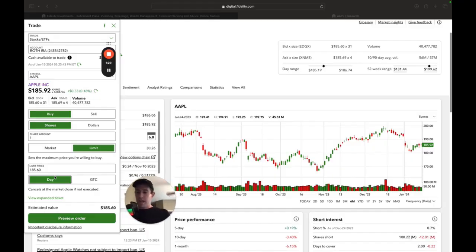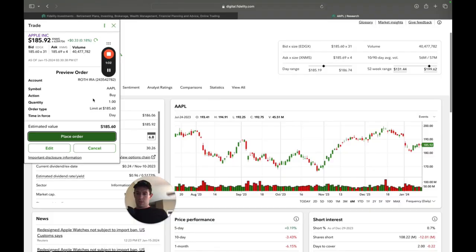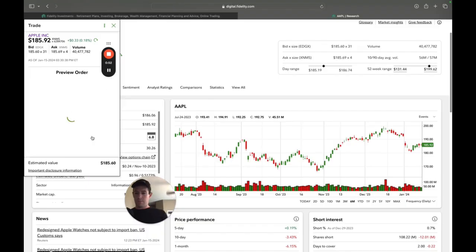And then, let me move this. Good till cancel, or a day. Good till cancel, the order stays open, and a day order, I believe it's within the day, I've gotta look that one up again. But I usually just do day order, just because I will usually buy it intraday. And then preview order, and then you can look at it. Preview order: account, symbol, limit, time in force, and then boom, place order.